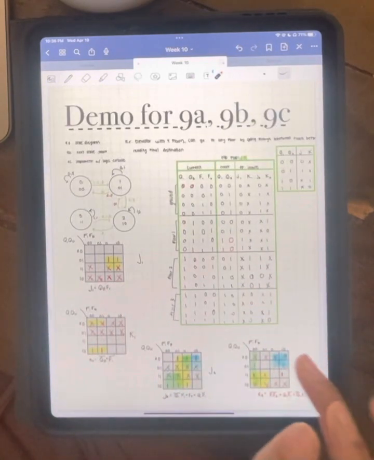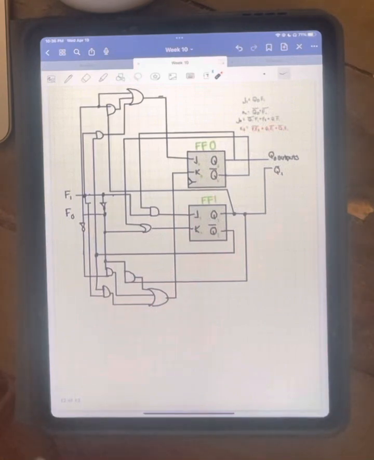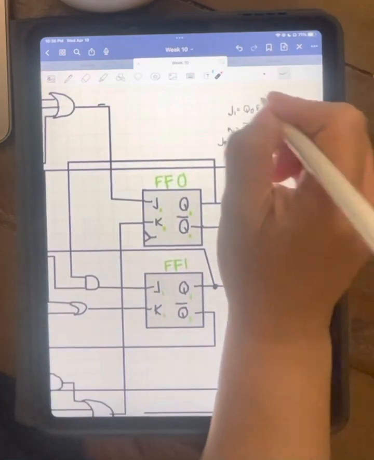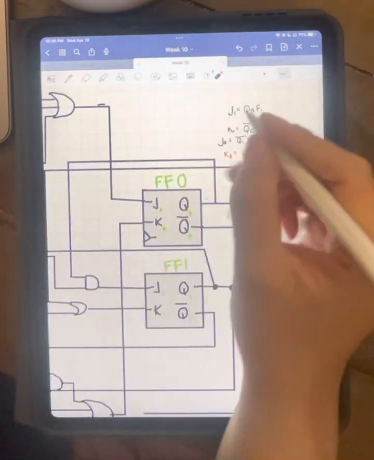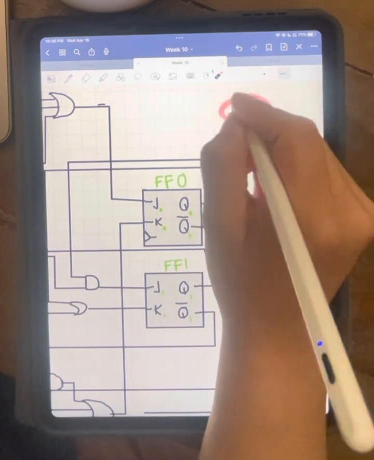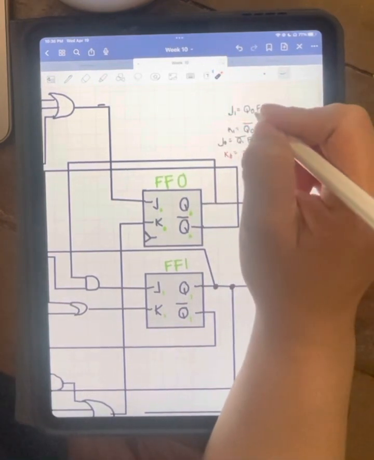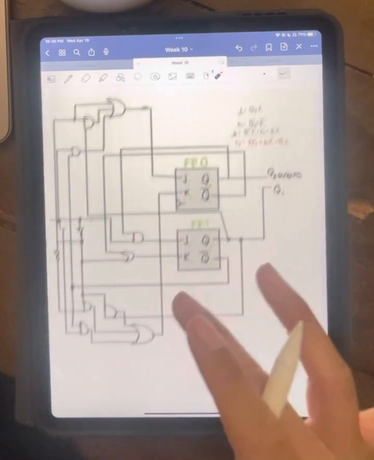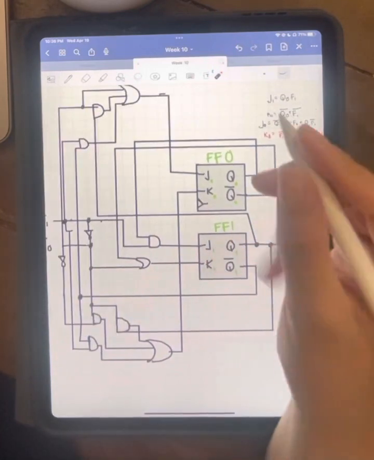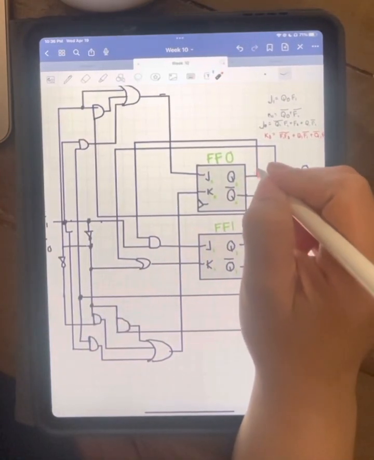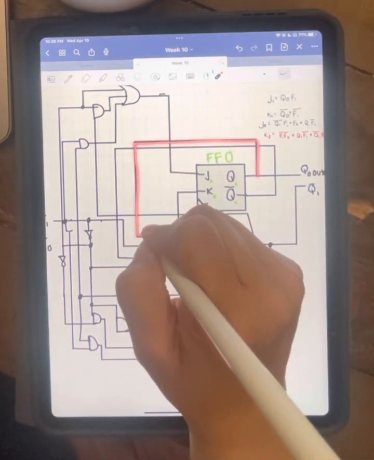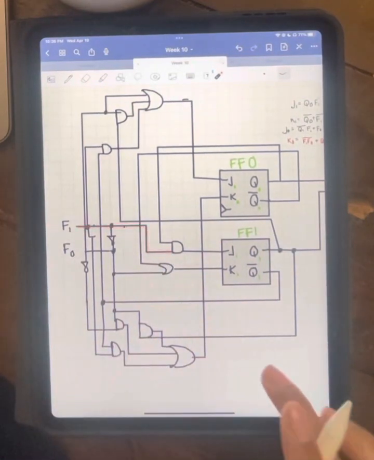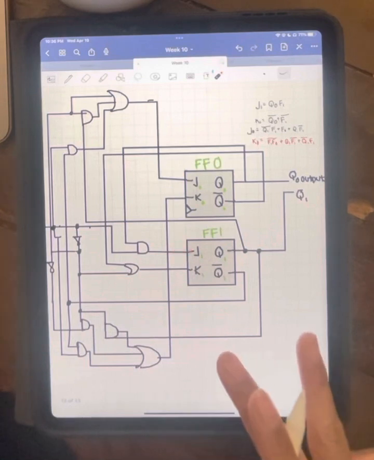So we're going to move on to 9C, which I've already done here. So we can go ahead and follow some of these. So we have J1. And from those K-maps, we found that the equation for J1 is going to be Q0 ANDed with F1. So we can find Q0 is going to be right here. And follow here, here, here, here. This is an AND gate. And then you can follow F1. And that goes straight into J1.